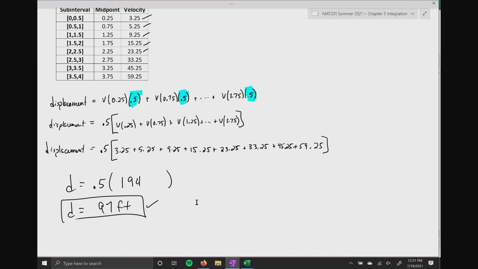In the next video, that deals with definite integrals. That's where I'm going to teach you actually how to find the true area underneath a curve.